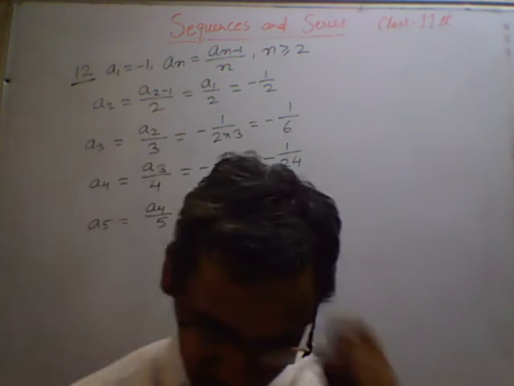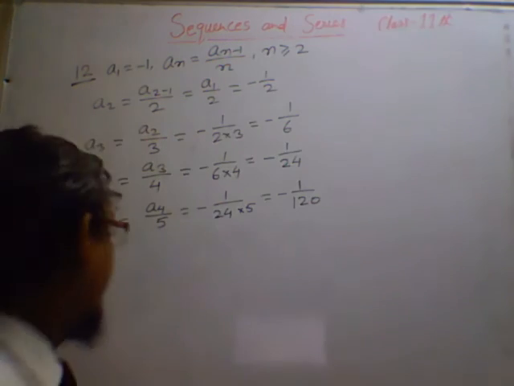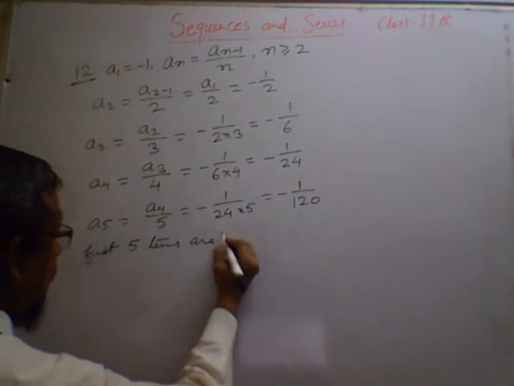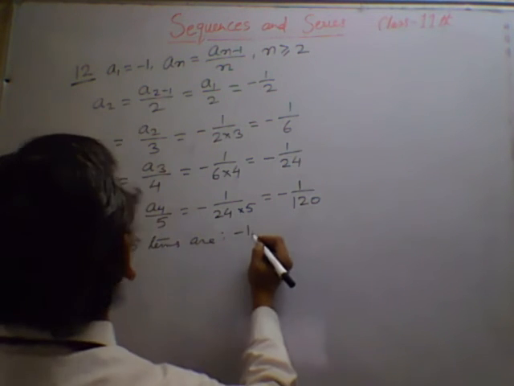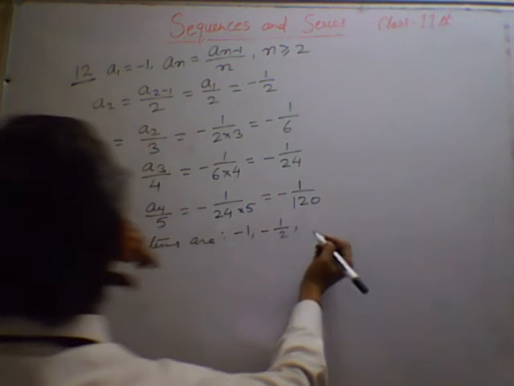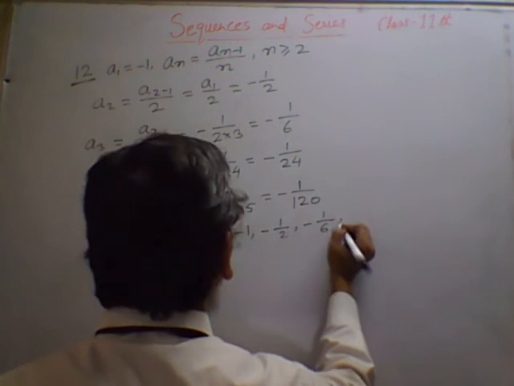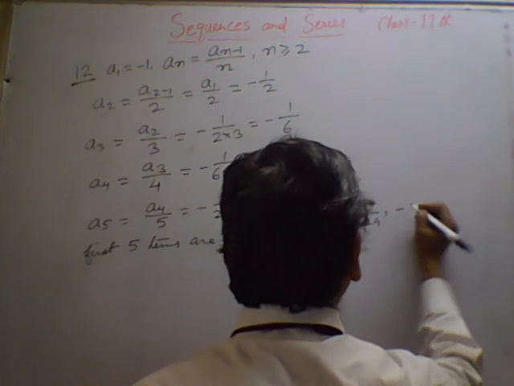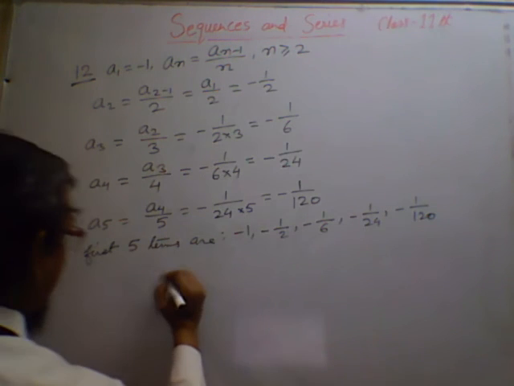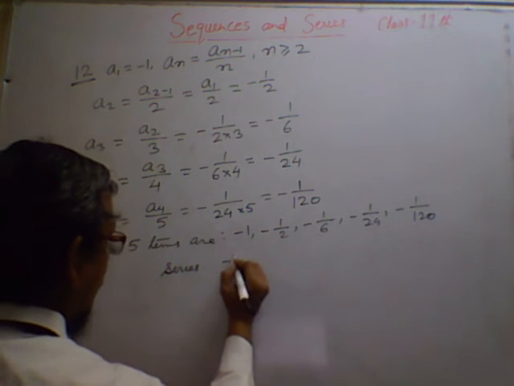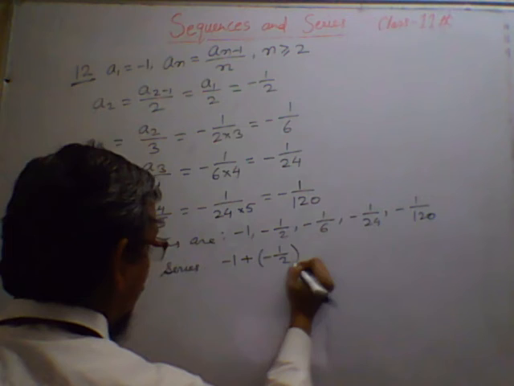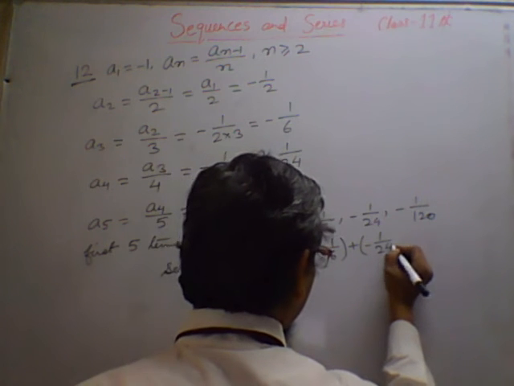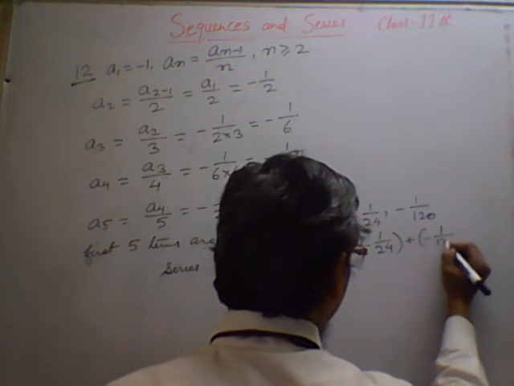We have got five terms. So the first 5 terms are minus 1, minus 1 over 2, minus 1 over 6, minus 1 over 24, minus 1 over 120, and the series is minus 1 plus minus 1 over 2 plus minus 1 over 6 plus minus 1 over 24 plus minus 1 over 120.